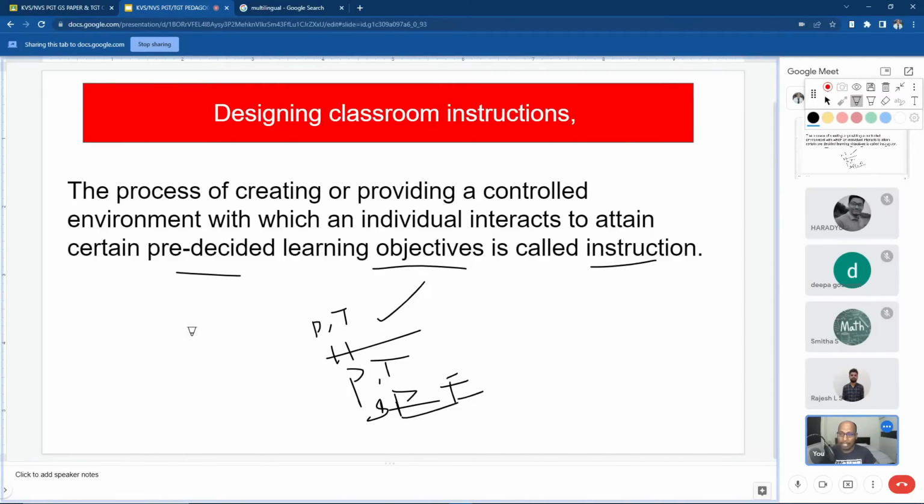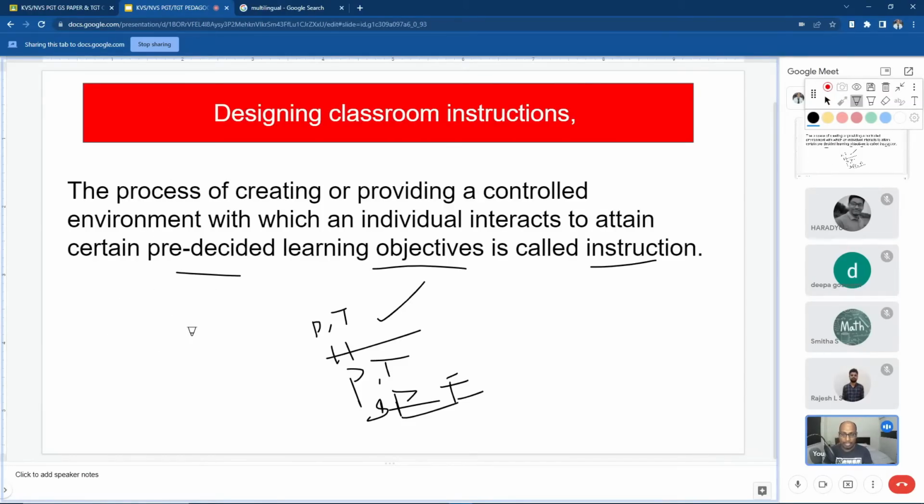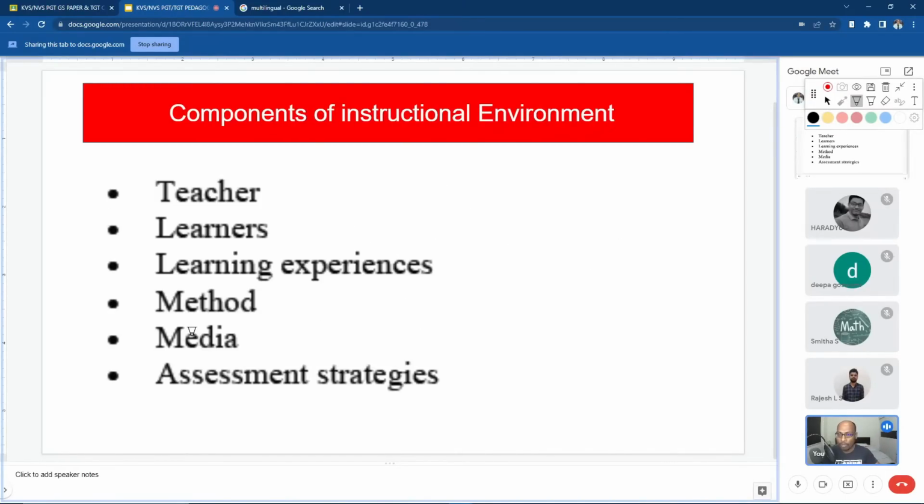Yes, sir. All right. Now we started what is classroom instructions. Classroom instruction means predefined goals, predefined learning objectives, so that the students will come and they will understand things so that they'll get some benefit. So now components of instructional environment. What are the components to design classroom instructions or instructional environment? How to create a predefined environment so that the learners will get maximum benefit.